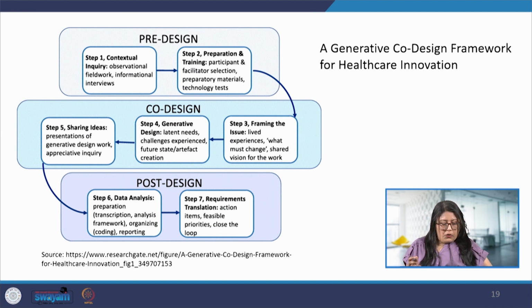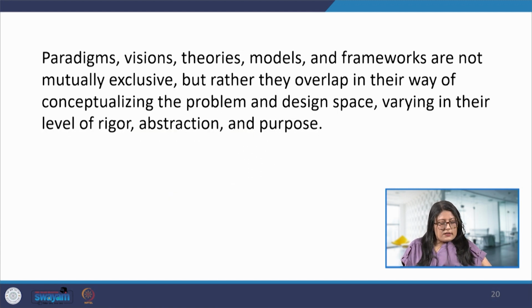So what are the feasible priorities, what are the steps that have to be taken, and what will be the final shape of this technology. And of course, the user testing and feasibility, all those things will be taken into account, and this step will then close the loop. And this loop may again begin. So, this is just an example of how this framework is used.